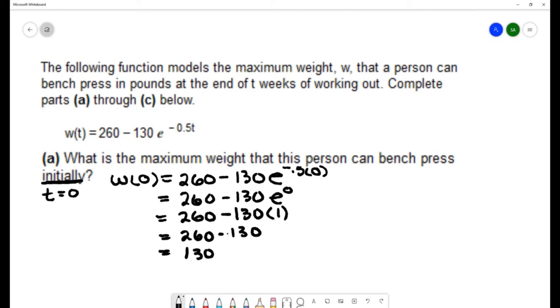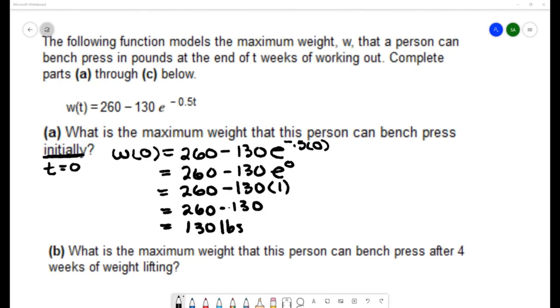So initially, this person can lift a weight of 130 pounds. In part B, we want to know what is the maximum weight that this person can bench press after 4 weeks of lifting. Going back to my word problem, I just wanted to confirm the units for time. It says we have T weeks of working out, and this person is going to work out for 4 weeks. So we're going to allow T to equal 4. We'll substitute that into our function.